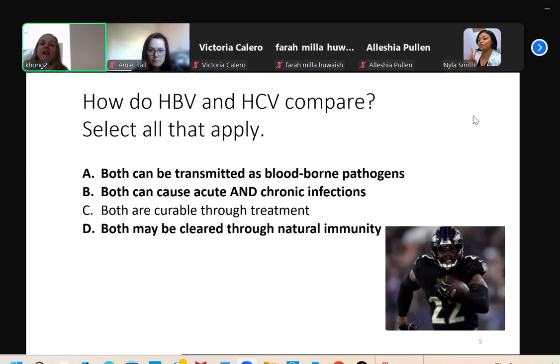Okay, so I heard everybody felt pretty good about bloodborne pathogens, right? You'll do lots of training on APIs and all this good stuff. Both can be acute and chronic. And look, I switched the language myself: may be cleared through natural immunity, with some additional conversation about one being more likely to be cleared through natural immunity, which is hepatitis B, right? Okay.